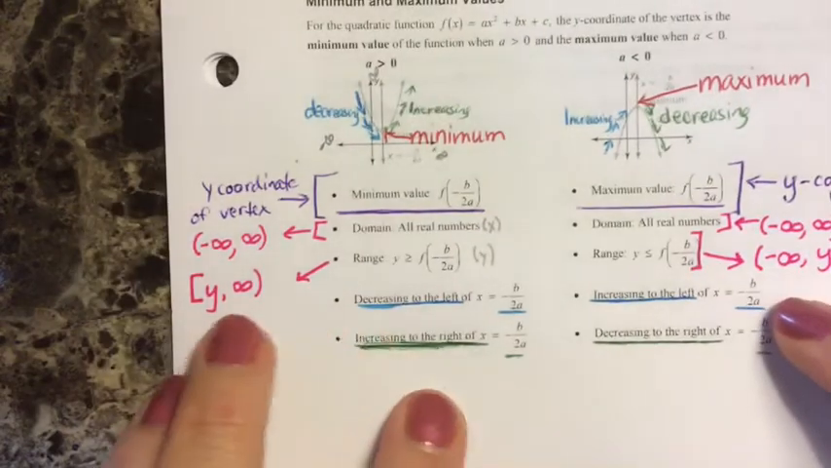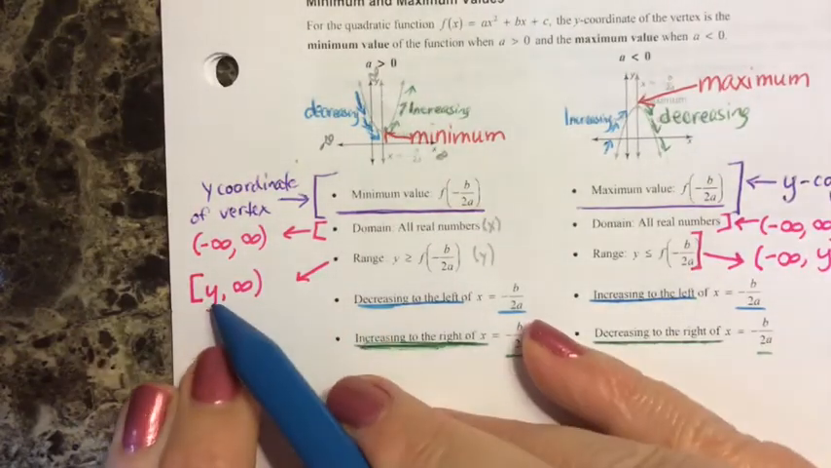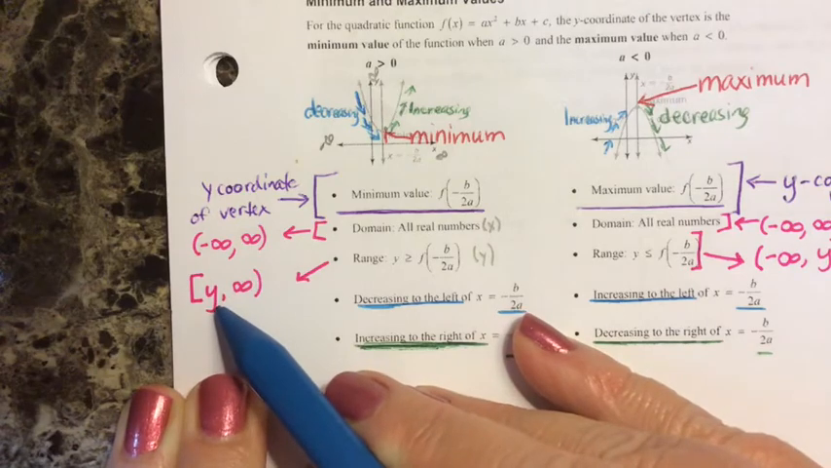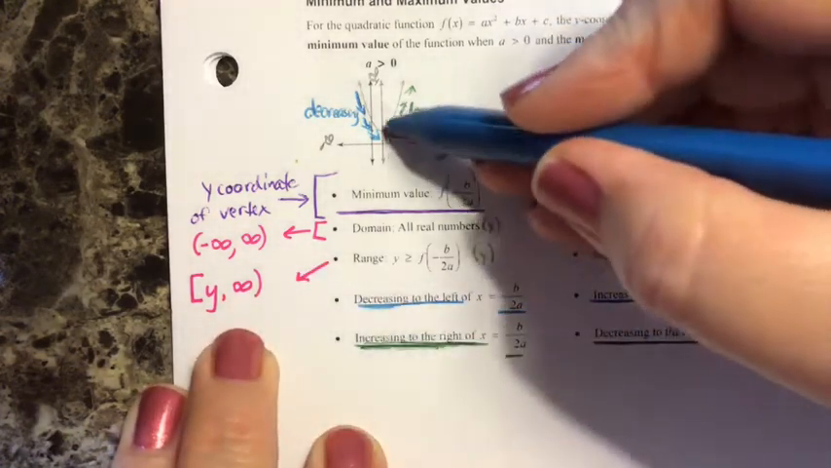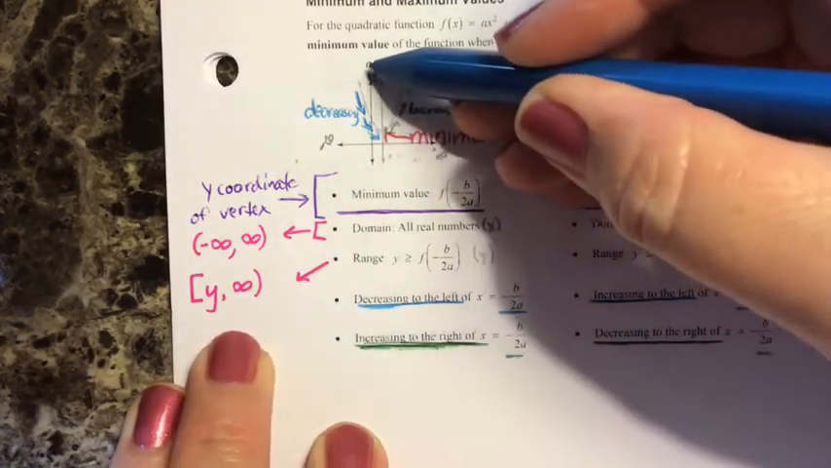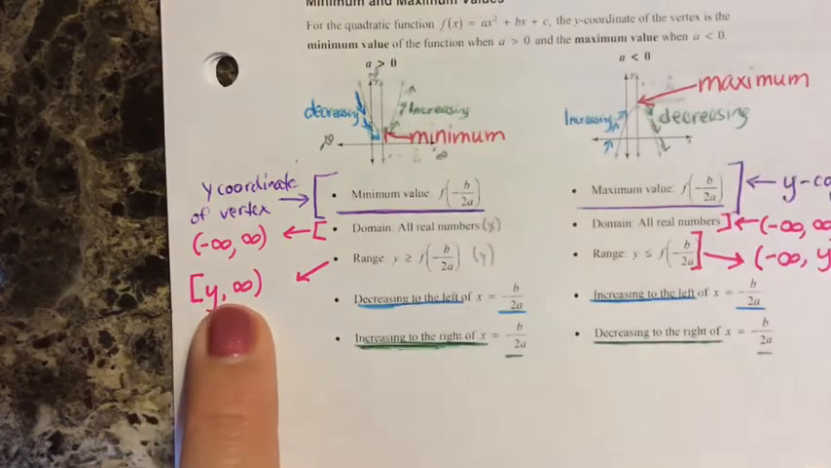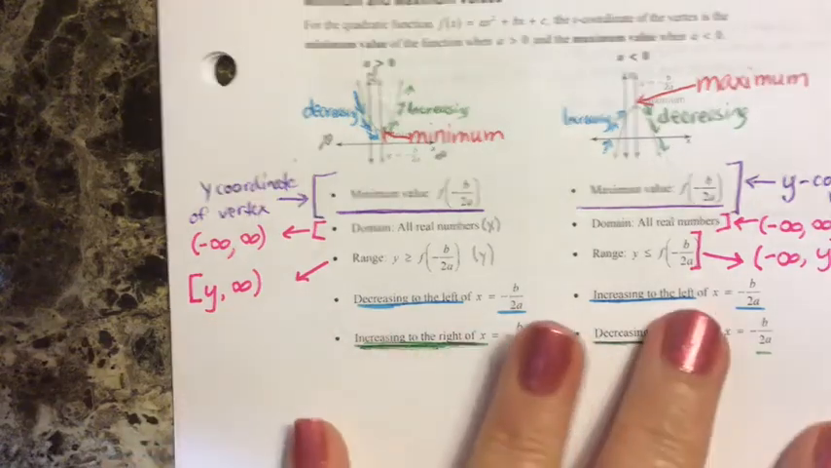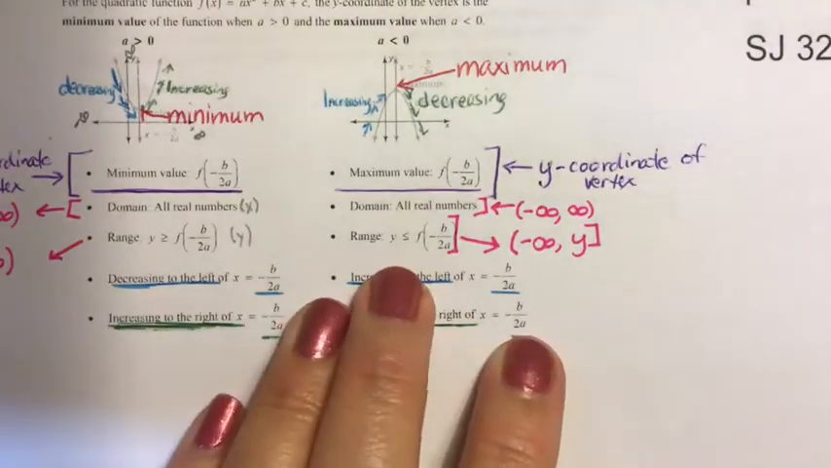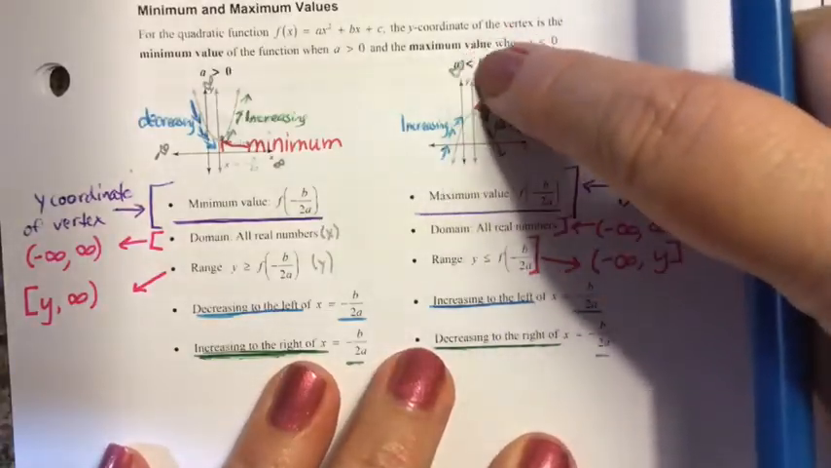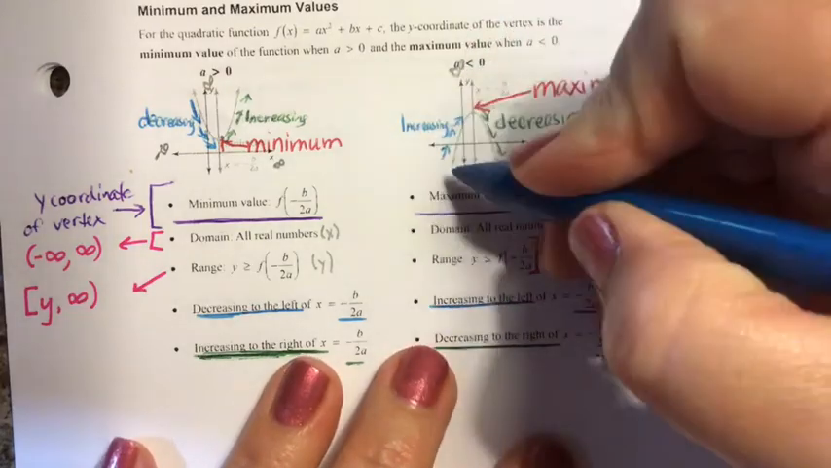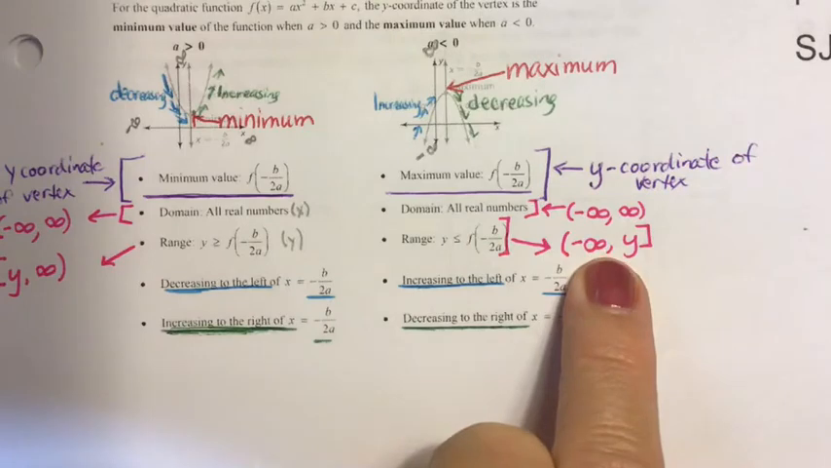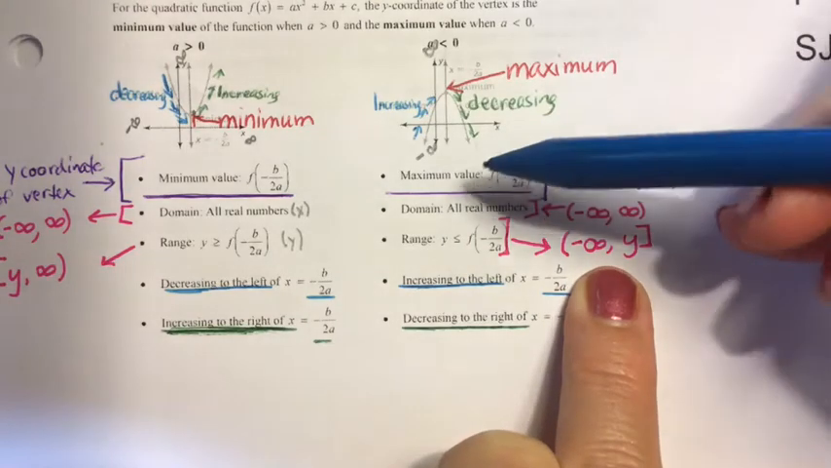This is how you write it. It begins at y, includes y, that's why you have a bracket, and it never stops, or it goes to infinity. So that's why the range for this one is from y to infinity. The range for this one over here, the graph of this parabola is not at positive infinity at all. It is at negative infinity. That's why the range for this one looks like this.